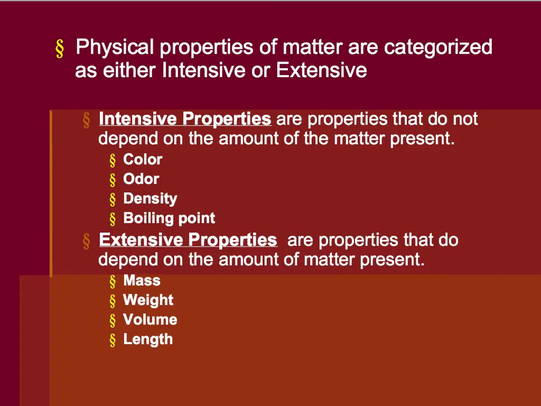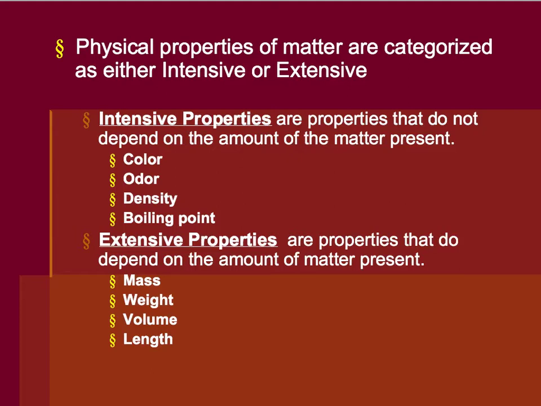We can break down physical properties into two different categories. The first category is called an intensive property. It's a property that does not depend on the amount of matter that's present. Some examples of that would be color, odor, density, boiling point. So these properties do not depend on the amount of matter present.